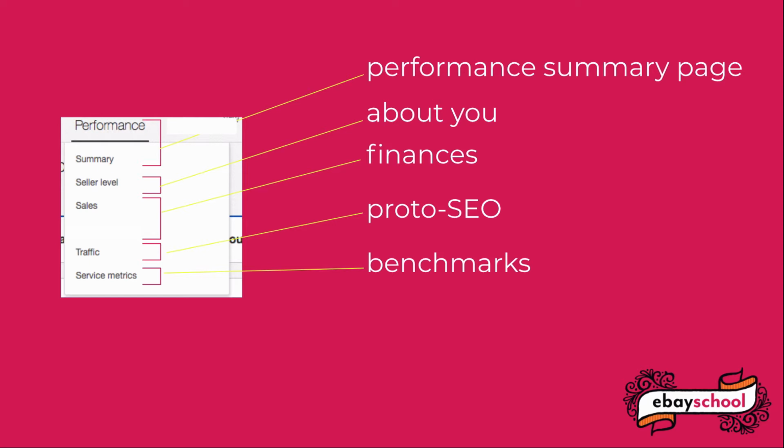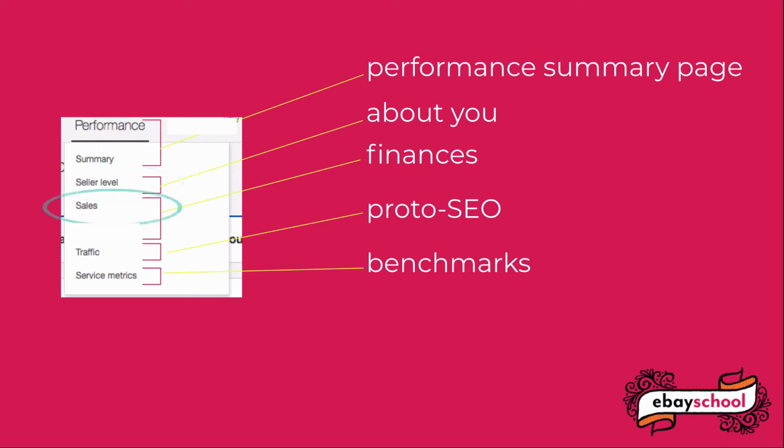Looking at the menu, both the performance link and the summary link go to the same page, which is the performance summary page, which sensibly contains an amalgamation of information from all the categories in the whole section. The seller level page tells you what your seller level is and why. I'll talk a little more about what this even means when we look at the page.